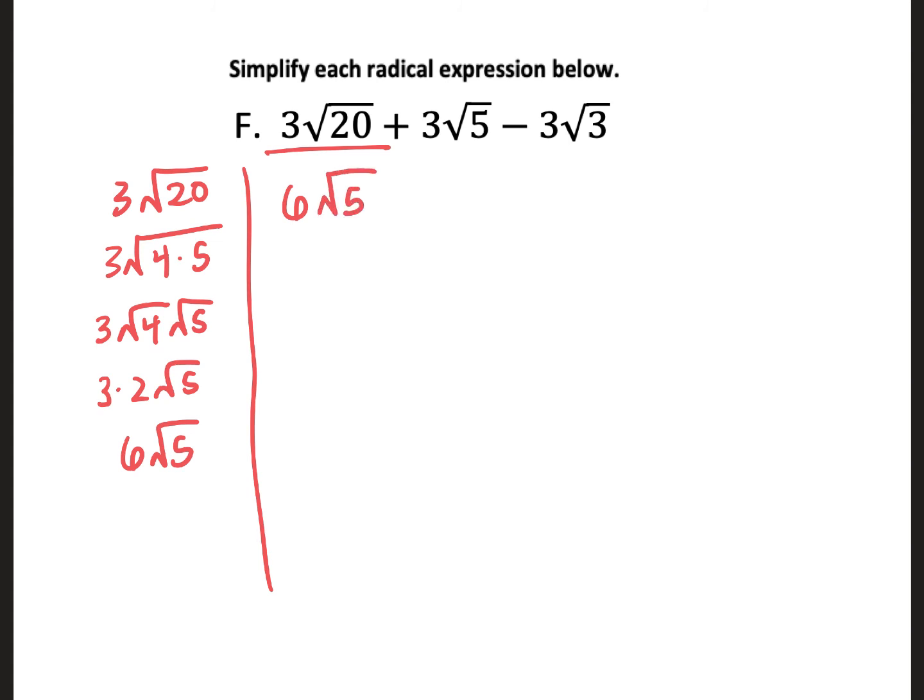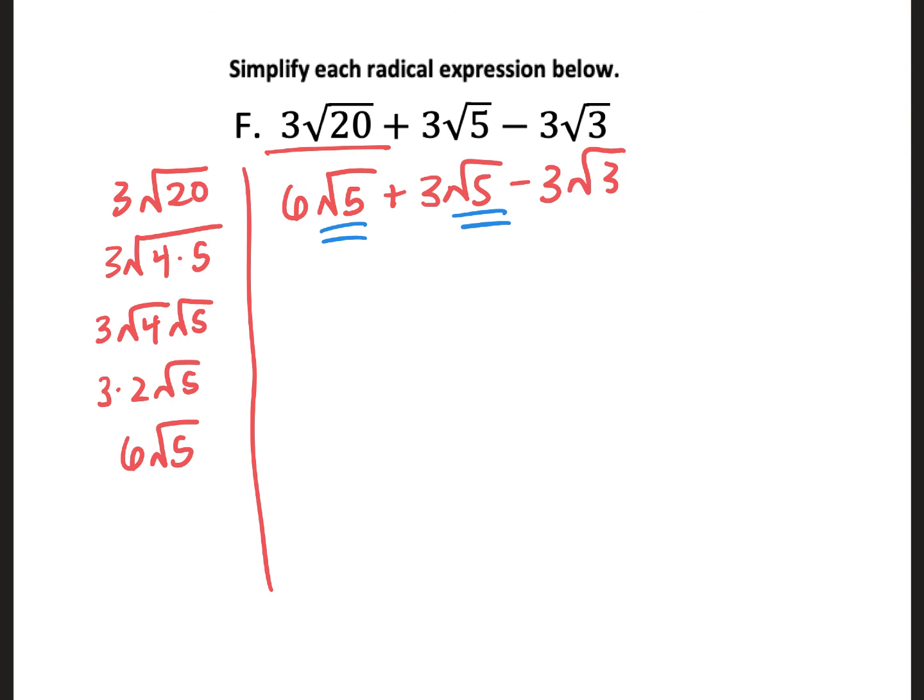So my new first term is 6 root 5. Now my second one's already simplified. There isn't a perfect square that goes into 5, so we're going to leave plus 3 root 5. And my last one, minus 3 root 3, is going to stay too because there isn't a perfect square that goes into 3. You can't really divide 3 by anything else. So in this case, we're going to combine these two terms. The last one, it's just going to be part of my final answer. Again, I can't combine it because it doesn't have the square root of 5. It has the square root of 3. Your square roots have to match in order for you to be able to combine them.